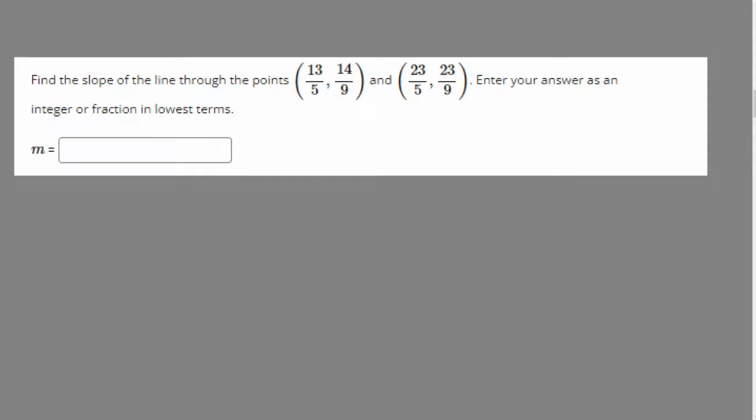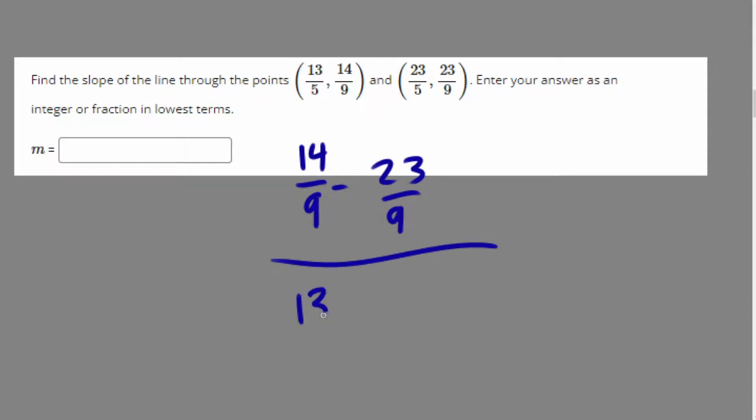Find the slope of the line through the points, a bunch of gross fractions. So basically we'll do the same thing. 14 over 9 minus 23 over 9 over 13 over 5 minus 23 over 5. And that will give you 23 minus 14.